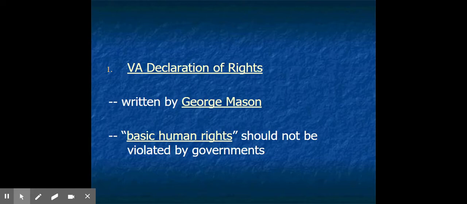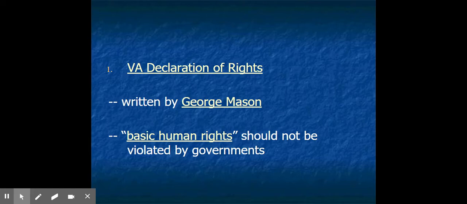This is an idea that goes all the way back to Locke. Locke said all people are born with natural rights, and those natural rights cannot be taken away. In fact, we give up some of our rights to the government in order to get protection for all of our rights from the government. Okay. And government does this by creating laws, and it's our duty to follow those laws.